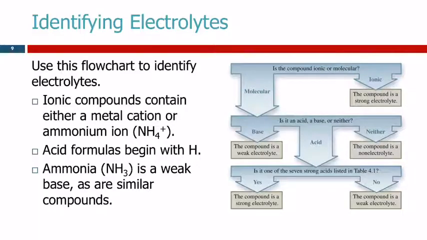Ammonium chloride doesn't contain a metal, but it's an ionic compound because ammonium is a polyatomic ion. Calcium hydroxide is an ionic compound because it has a metal ion in it. So if it's got a metal ion in it, it's a strong electrolyte. If it's molecular, then we have to ask ourselves more questions.